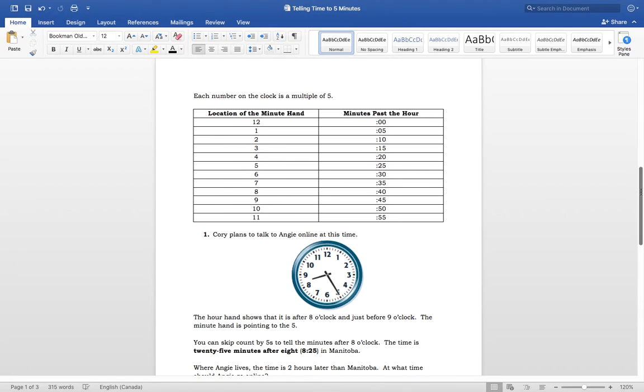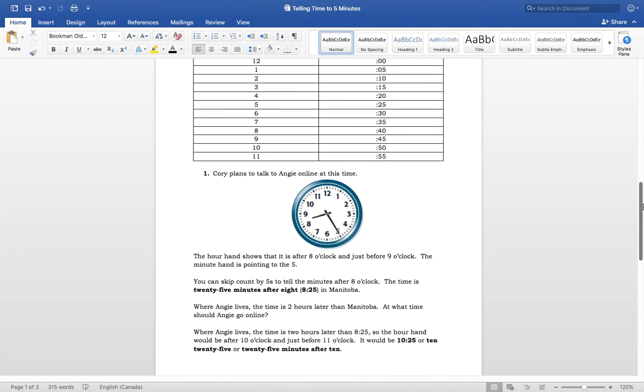Okay? Now, let's take a look at number 1 here. Corey plans to talk to Angie online at this time. Now, this one's not colored, the hands, but it's pretty easy to figure this out. It says the hour hand shows that it's after 8 o'clock and before 9 o'clock. So it's during the 8 o'clock hour. Now, the minute hand is pointing towards the 5.